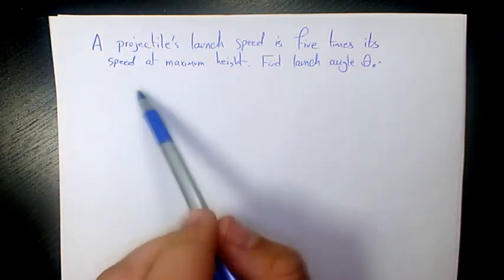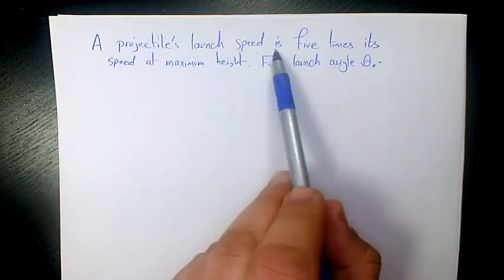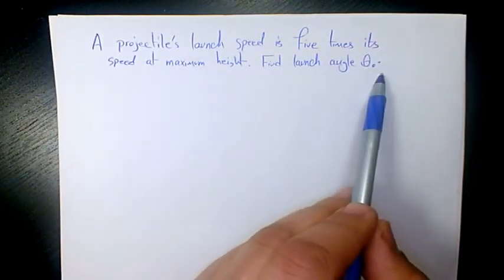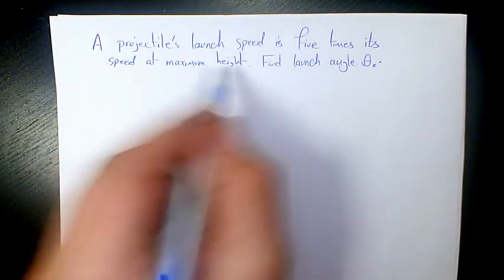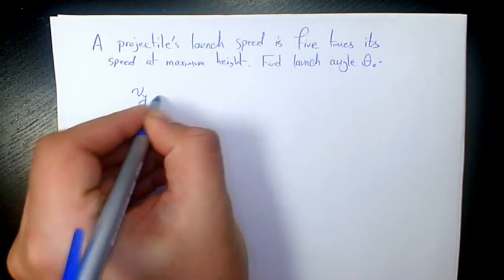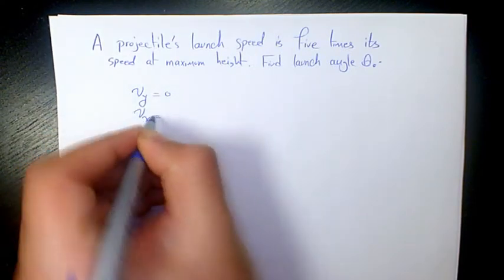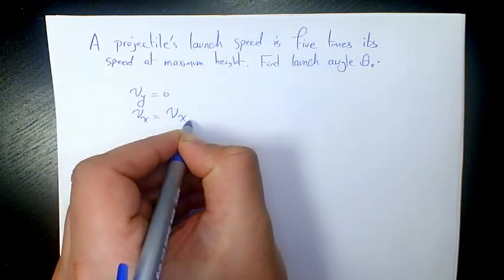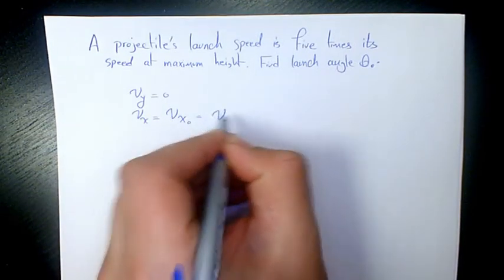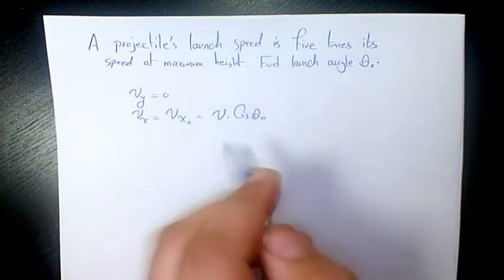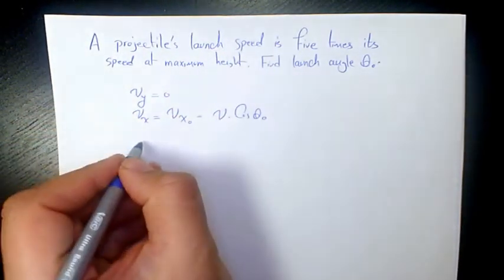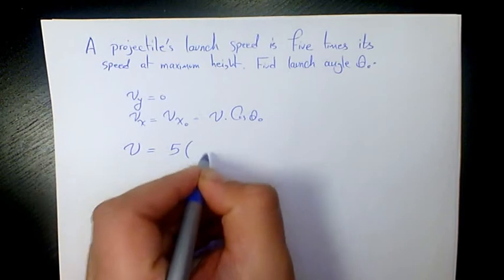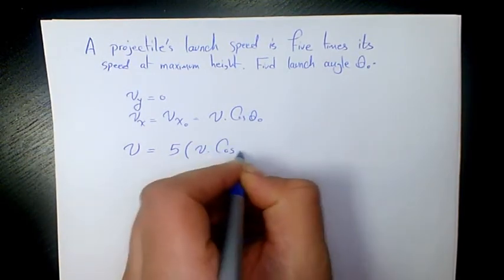In this example, it says a projectile's launch speed is 5 times its speed at maximum height. Find the launch angle. So for the speed at maximum height, we know Vy is going to be 0 and Vx will be Vx naught, and that's going to be equal to V times cosine theta naught. So the projectile's launch speed, which is V, equals 5 times V times cosine theta naught.